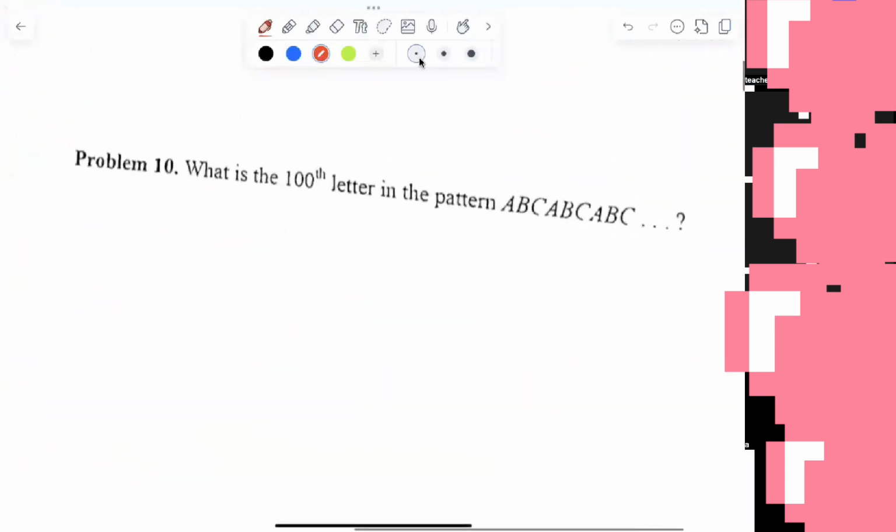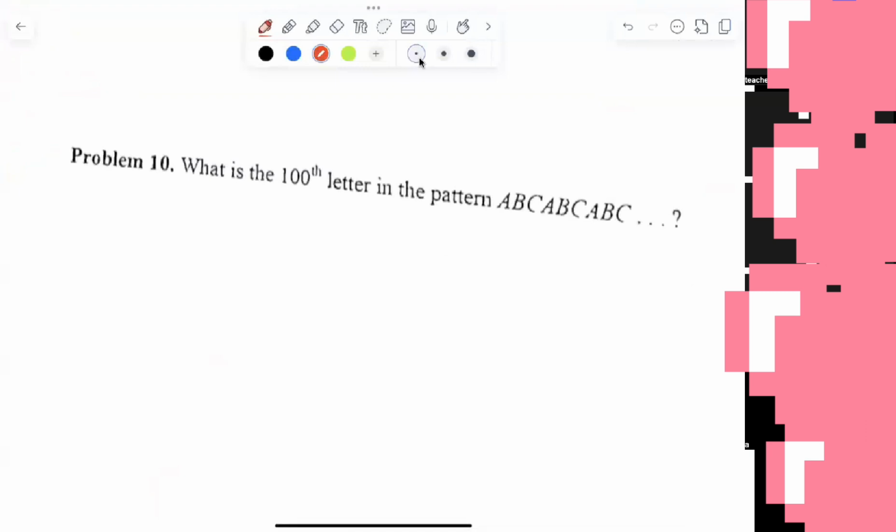Okay, anyways, to problem 10. What is the 100th letter in the pattern ABC, ABC, ABC, and so on? Remember about remainders. It repeats in a cycle of 3, which is pretty easy. Then we just want to find the remainder when 100 is divided by 3, which gives 1. So we count 1, and that gives us A. So A is the 100th letter.